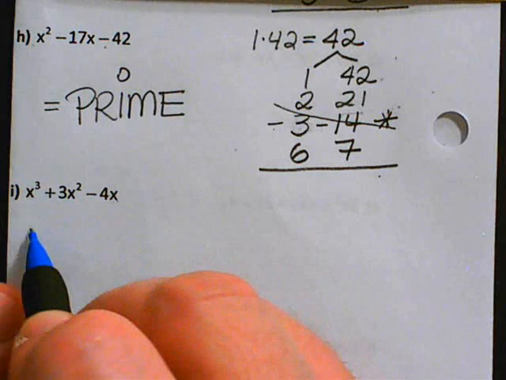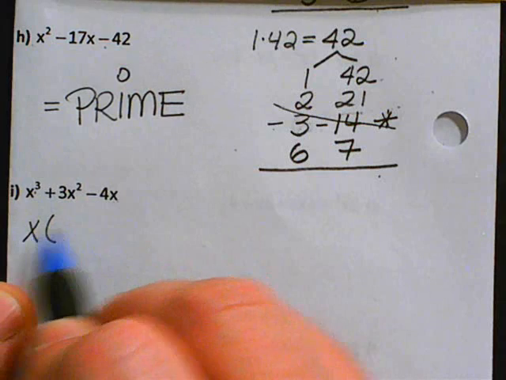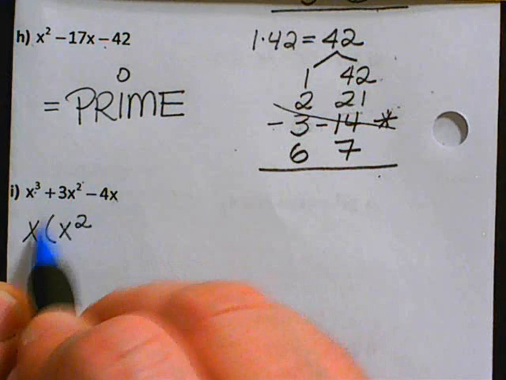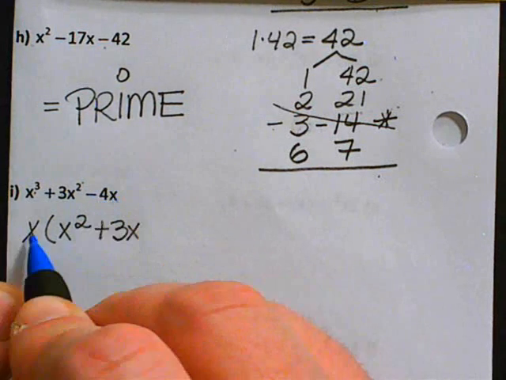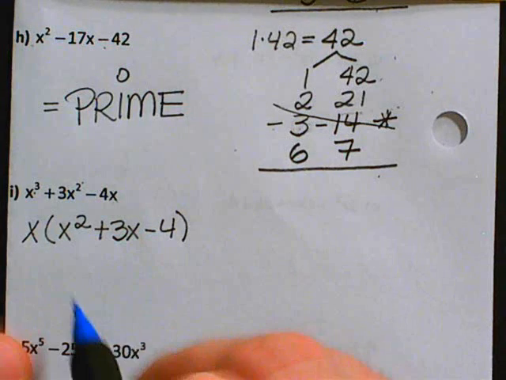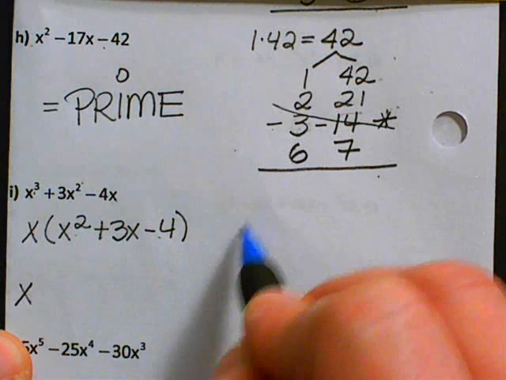X cubed divided by x will be x squared. 3x squared divided by x will be 3x. And negative 4x divided by x is negative 4. Now we're just going to copy the x on the outside, but here on this side we're going to do our strategy. We're going to take 1 times 4 equals 4.